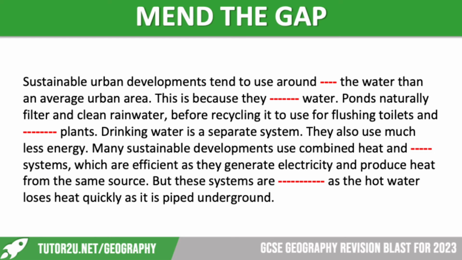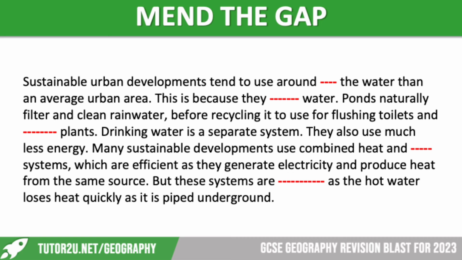Sustainable urban developments tend to use around something the water than the average urban area. This is because something water, ponds naturally filter and clean rainwater before recycling it to use for flushing toilets and something plants. Drinking water is a separate system. They also use much less energy. Many sustainable developments use combined heat and something systems, which are efficient as they generate electricity and produce heat from the same source. But these systems are something as the hot water loses heat quickly as it is piped underground.